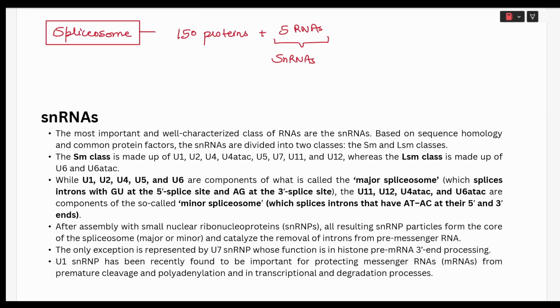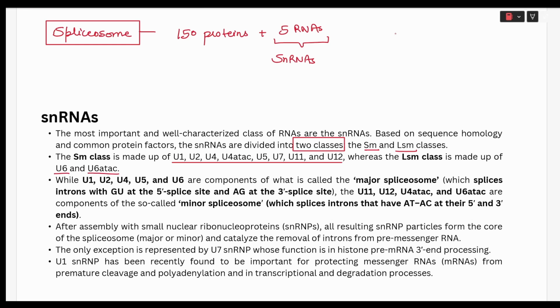However, there are a lot of other snRNAs. The snRNAs, the small nuclear RNAs, are divided into two classes. The one is the SM class and the second is the LSM class. The SM class is made up of, just remember this, U1, U2, U4, U4 ATAC, U5, U7, U11, and U12. Now, you're going to be asking me, where are we going to use this, right? So the U1, U2, U4, U5, and from the LSM class, which is made up of U6 and U6 ATAC, they are all used in splicing.